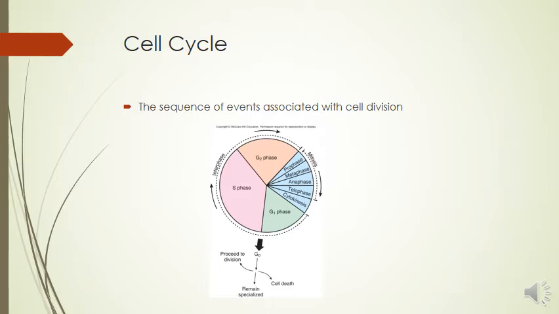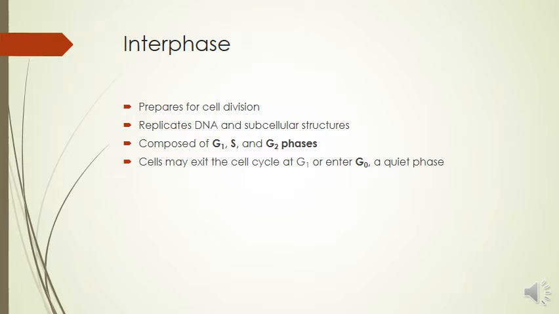Here we have the cell cycle, which describes whether a cell is dividing in mitosis or not, where it would be in interphase. In interphase, you're preparing for cell division. DNA is replicated as well as some of the organelles, and it's composed of a G1, an S, and G2 phase. Cells may exit the cell cycle at G1 or enter G0, which is a quiet phase.